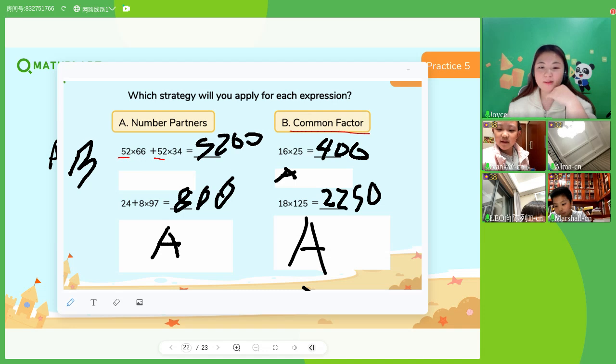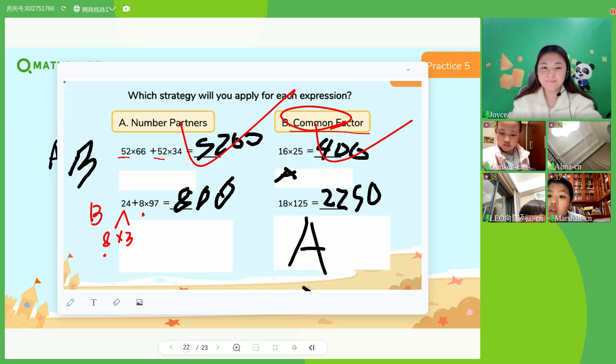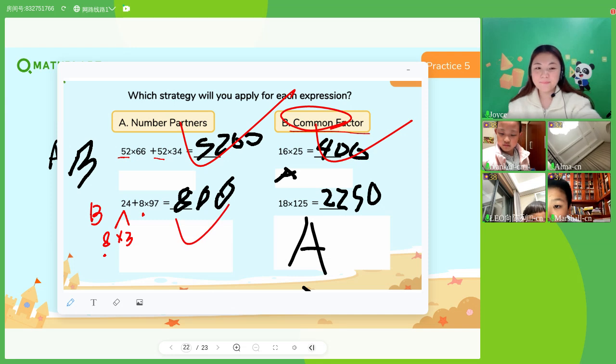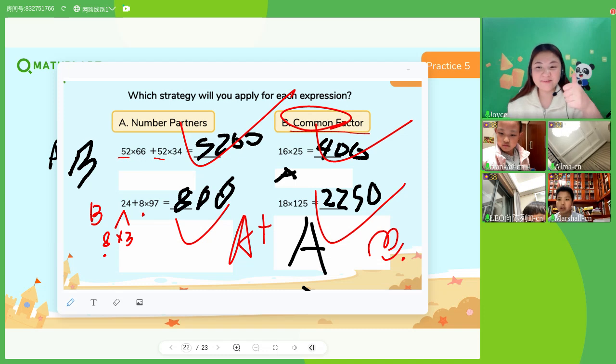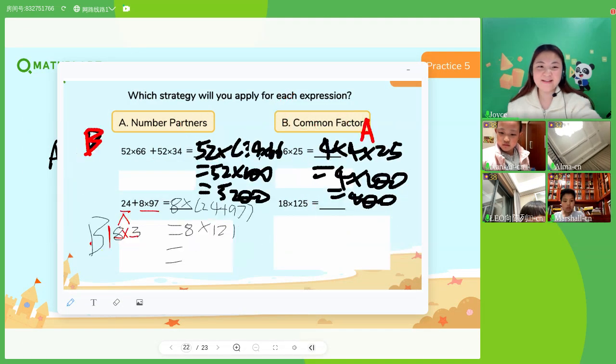Okay, very good job. Let me check the answer now, Marshall. The first one, bingo. The second one, yes. Third one. Well, actually, this one is called a common factor. It's like we break this number apart to be 8 times this. So we can have this number to be the common factor, right? 8 times 101. So that's right. Then, yes, the last one you're right. It's number partner way. Excellent, Marshall. Nice to give you, oh, sorry for that. Give you the stars. Then what about Leo?